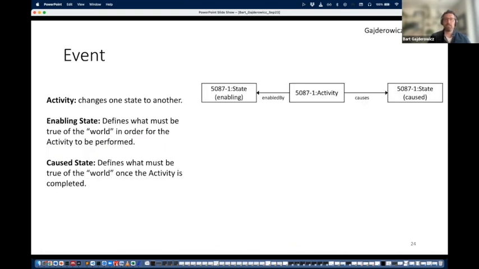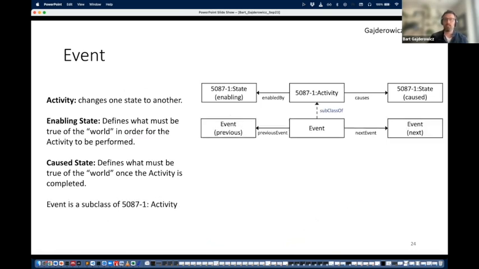Next, we have a set of events. Events are really activities that transition a person from one state to another. Here we create events and link them to the previous event and the next event that's occurring. This allows us to have a symbolic representation of the state of the world, but also how one state changes to another through these events.